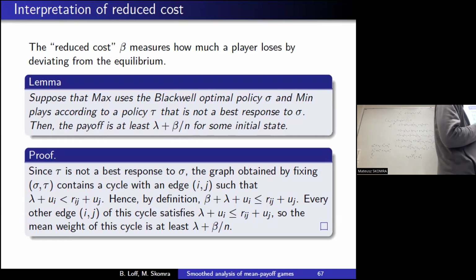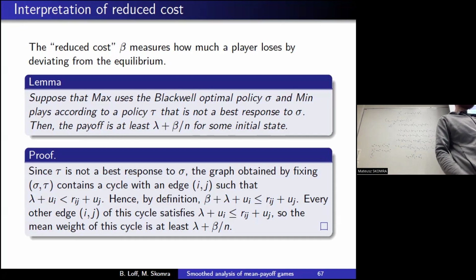Okay, and the argument is very similar to what we have seen in the one-player case, because you look again at this equation, right? Since this tau is not the best response, there is a strict inequality on some edge that the minimizer uses. So in this inequality, you can plug in beta by the definition, because beta is the smallest gap. So the gap is at least beta. You add these inequalities, you divide by n, and you obtain on one side lambda plus beta over n.